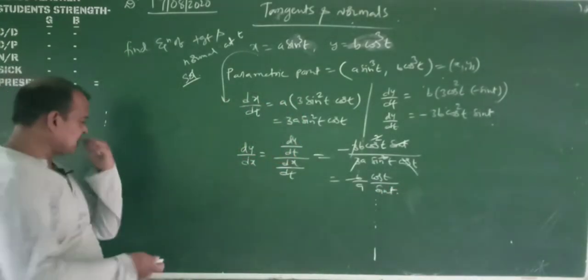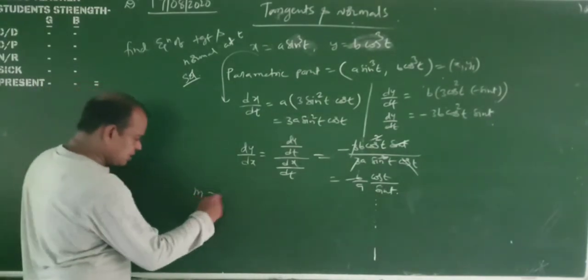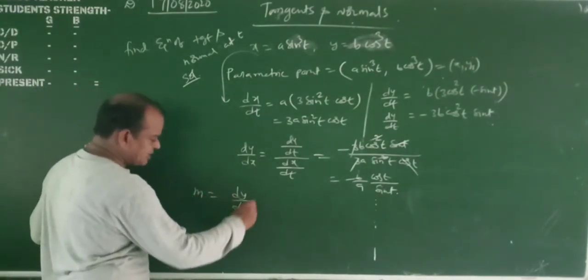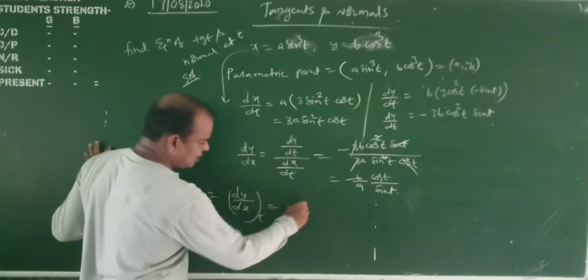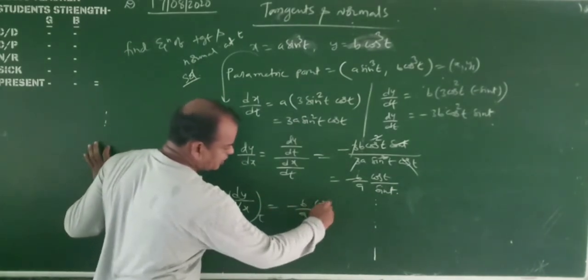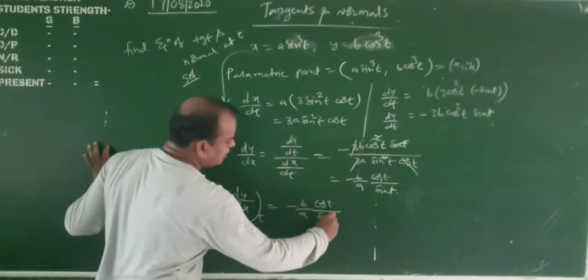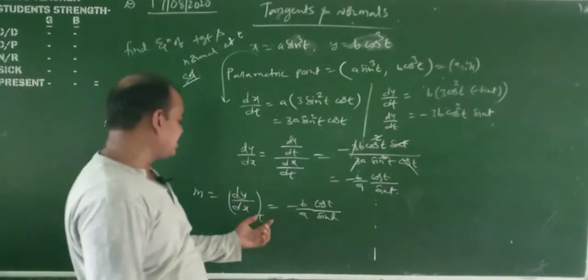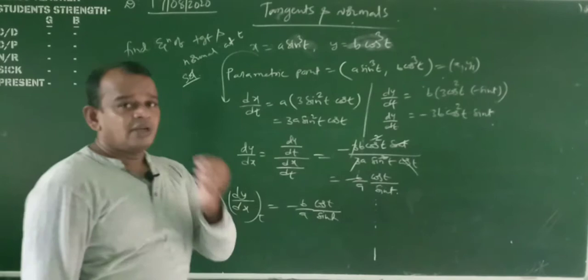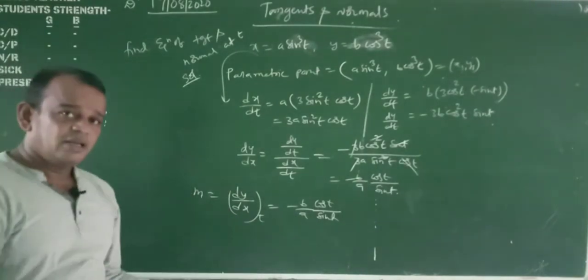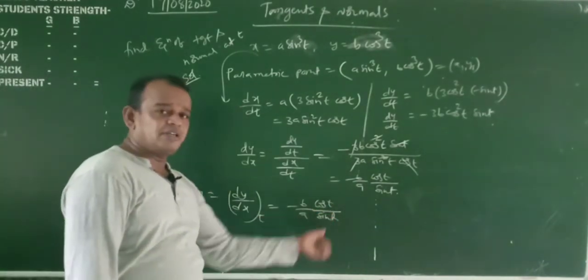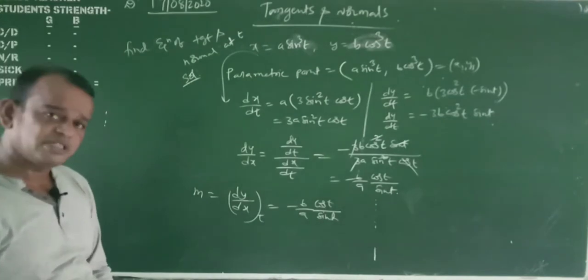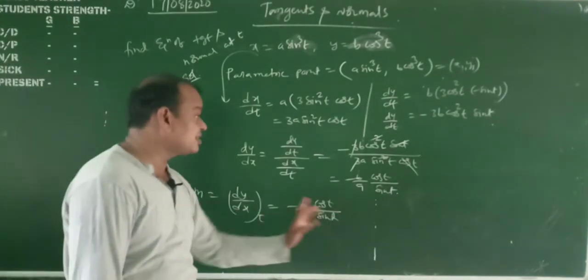Now this is the slope, m is equal to dy by dx at t, which is minus b by a into cos t by sin t. The value of t is not given in this problem, it is not t equal to 45. We want it exactly at the point t, so we substitute t itself: minus b by a cos t by sin t.